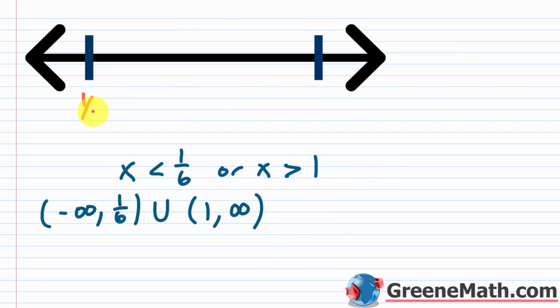So let's put 1 over 6 here and 1 here. And again, these are going to be excluded. So I'm going to use a parenthesis in each case, or you can use an open circle, whatever you want to do. I'm just going to put a parenthesis here, shade to the left, and then I'm going to put a parenthesis here and then shade to the right.